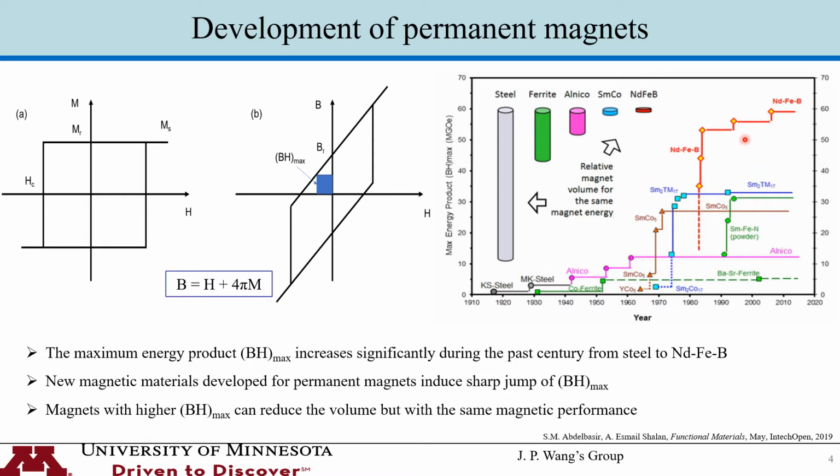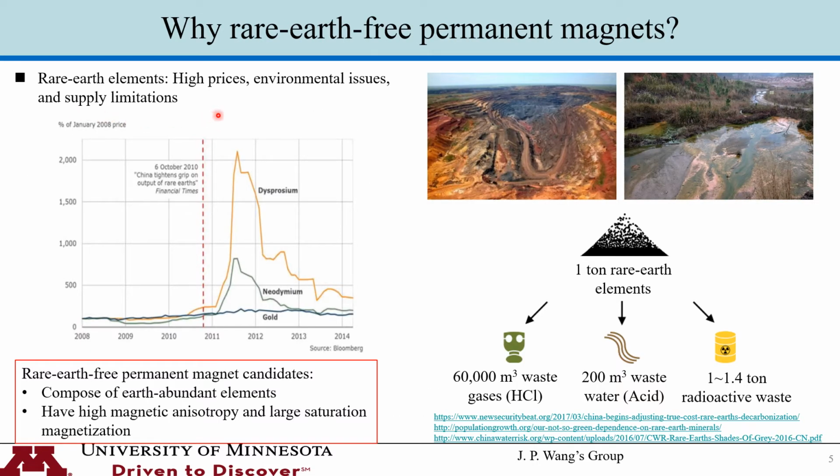In this figure, we can see the high performance permanent magnets are all rare earth based, but there are some issues with rare earth elements. I'll talk about them in the following slides, and that's also why rare-earth-free permanent magnets are preferred. Rare earth elements have high prices, environmental issues, and supply limitations. These two are rare earth elements which are important compositions for neodymium iron boron permanent magnets. We can see their prices are much higher than that of gold.